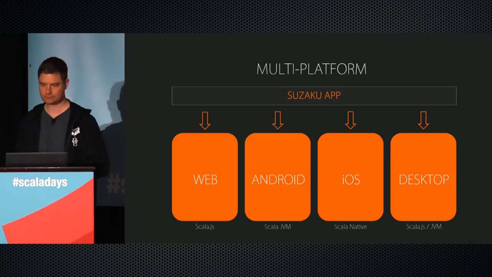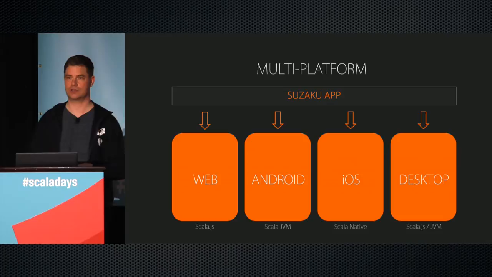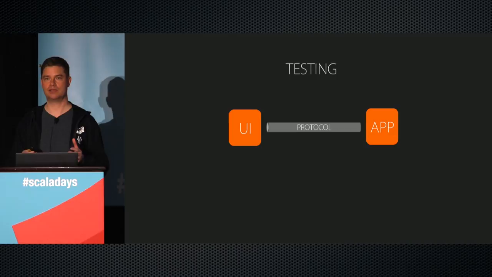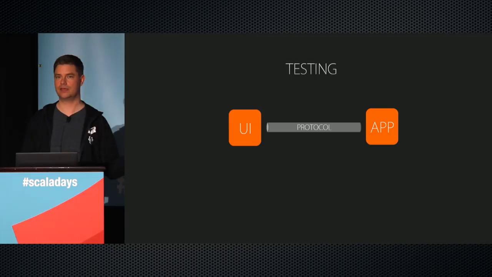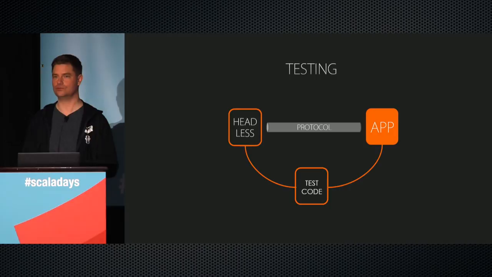Initially, of course, we are just targeting web. That's the easiest one. But Android is probably following quite soon because it's already possible to do Scala applications on Android. So testing also becomes a lot easier, because when you have the UI and application separated by this well-defined protocol, then you can sort of throw away the UI and just fake it with a headless test UI that you can then control from your application. So you don't have to do that kind of real UI testing.